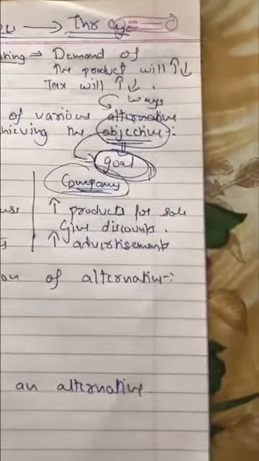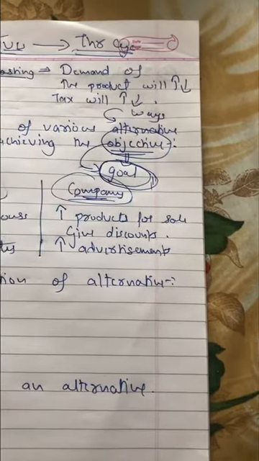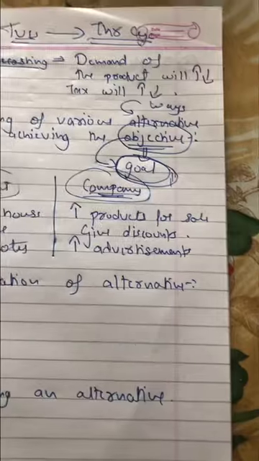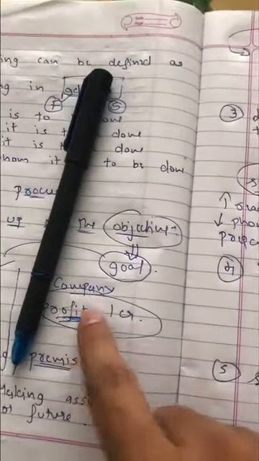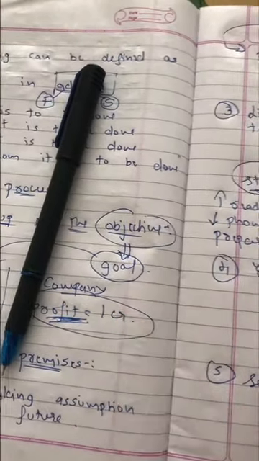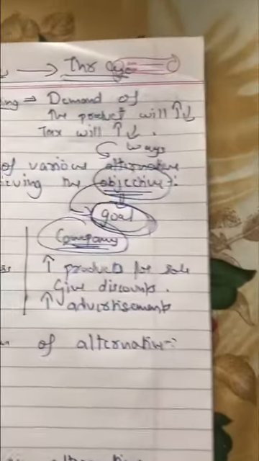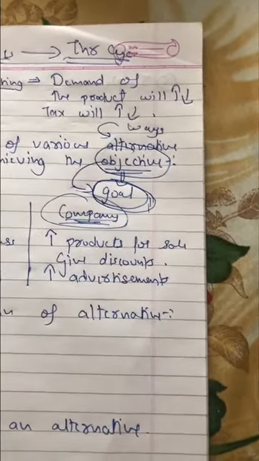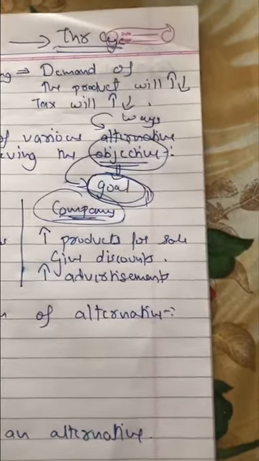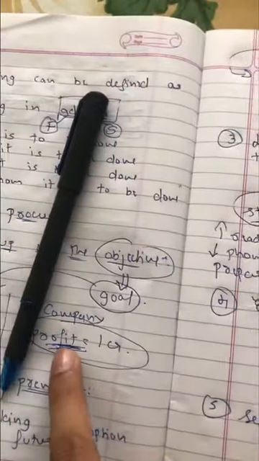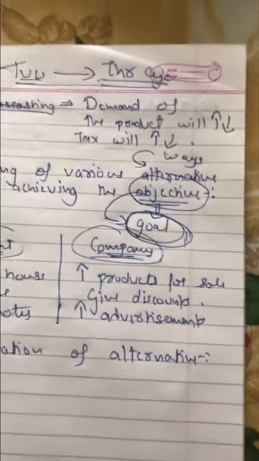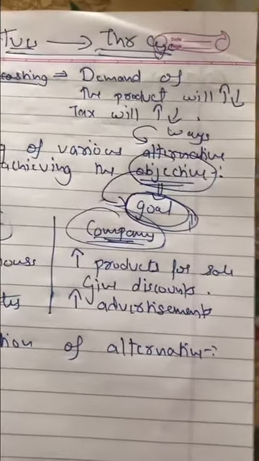Okay. The next one is company. Now when you talk about company, what is the goal of a company? Profit of 1 crore rupees is the goal. Now what can you do? Increase products for sale, right or wrong? You have to increase the sale of your product. If you increase the sale, you will be able to increase the profit. Give discounts. Now if you give discount, the sale will increase and your profit will increase.